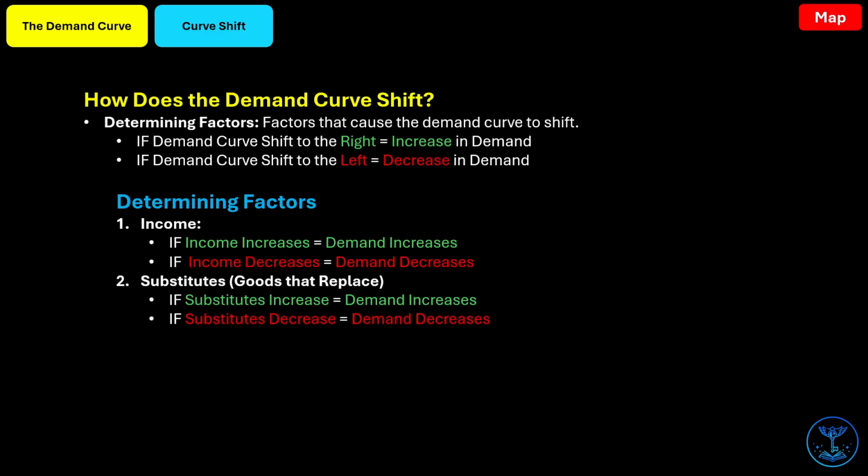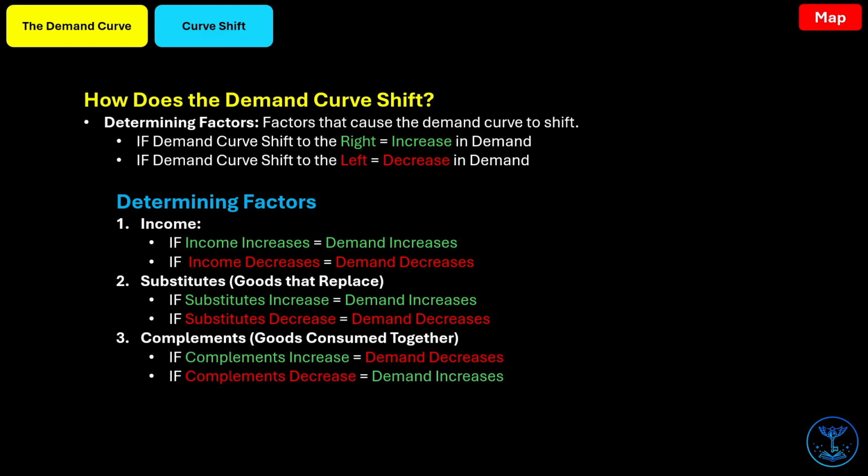Second, substitute goods. These are goods that can replace another. If the price of a substitute increases, then the demand of your initial product increases. If the price of your substitute decreases, then the demand of your initial item decreases. Third, complements. These are goods consumed together. If the price of complements increases, then the demand decreases. And if the price of complements decreases, then the demand increases.